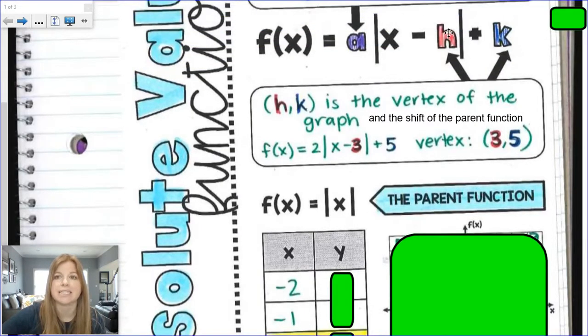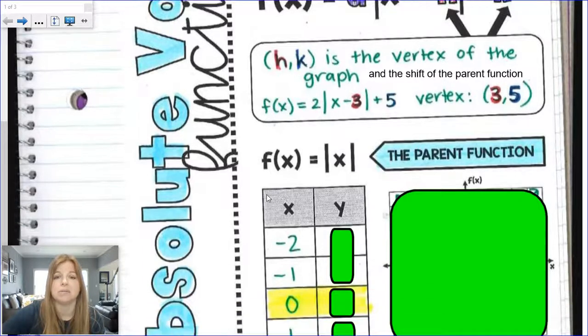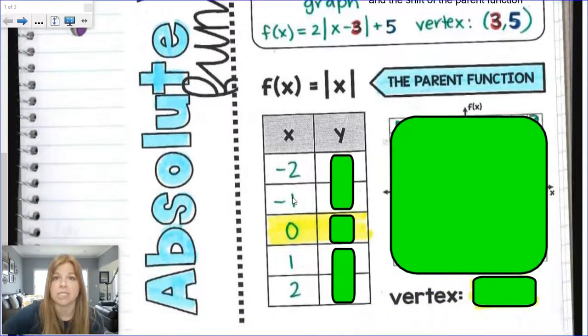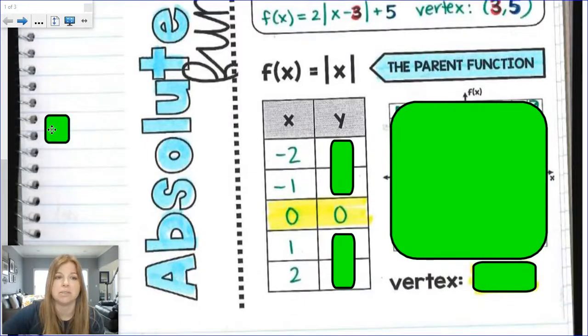So the vertex is (h, k). Do we see x being subtracted by any number? No. So that means h is 0. Do I see any number being added at the end of my function? K? No. So that means my k is 0. So the parent function vertex is actually at (0, 0).